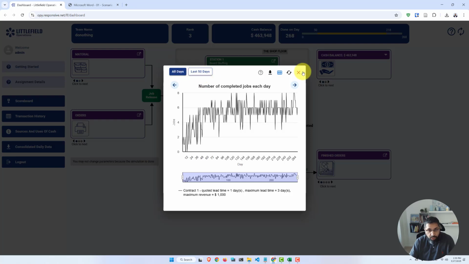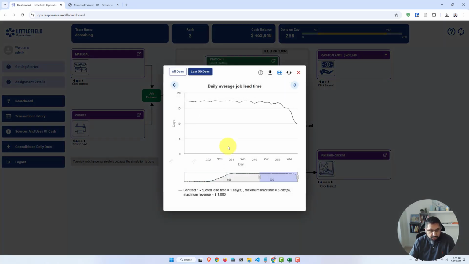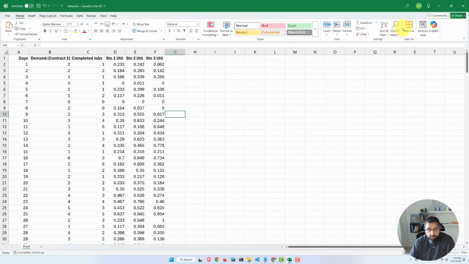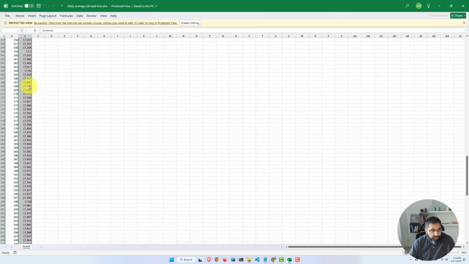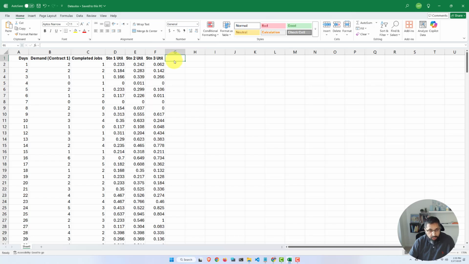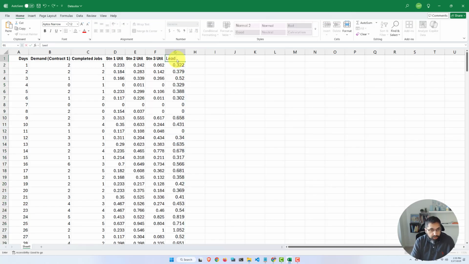Okay, so how do you download the average job lead time data? So you come here, hit the download button, open the file in Excel, and then I'm just going to copy this data. Now, you'll notice that when you download data, it shows you contract 1 at the top. That's because this is the lead time for contract 1 jobs. In scenario 1, we only have 1 contract, so we don't have to worry about it. But in scenario 2, you will be able to go for higher contracts which pay more, but also have stricter requirements about the lead time. And then when that happens, it'll show you the lead time for contract 1. And then if you switch to contract 2, it'll show you the lead time for contract 2, and so on. Okay. So that's how you can get data into your Excel file to analyze it.